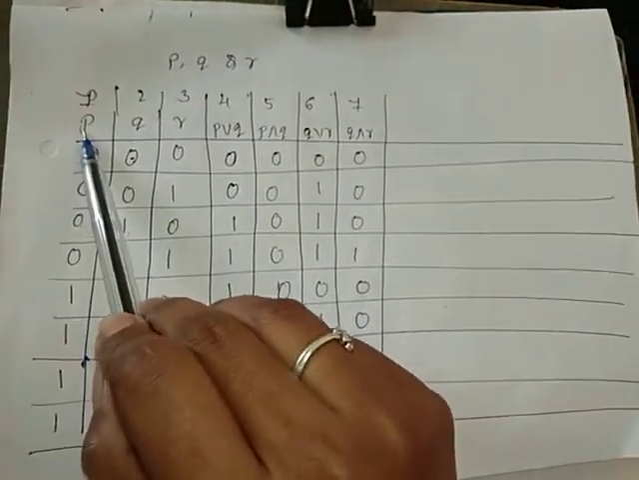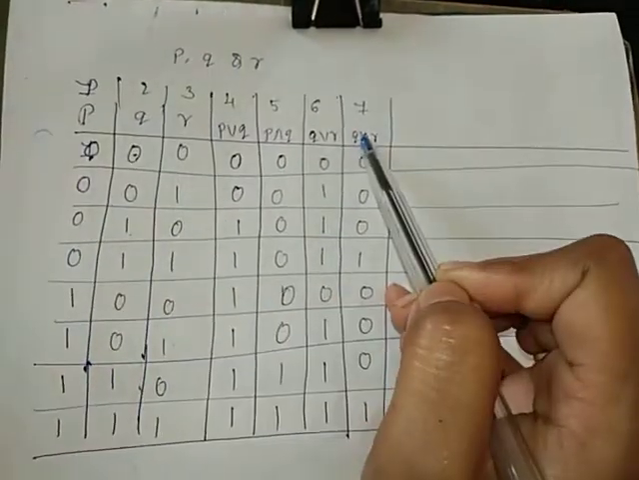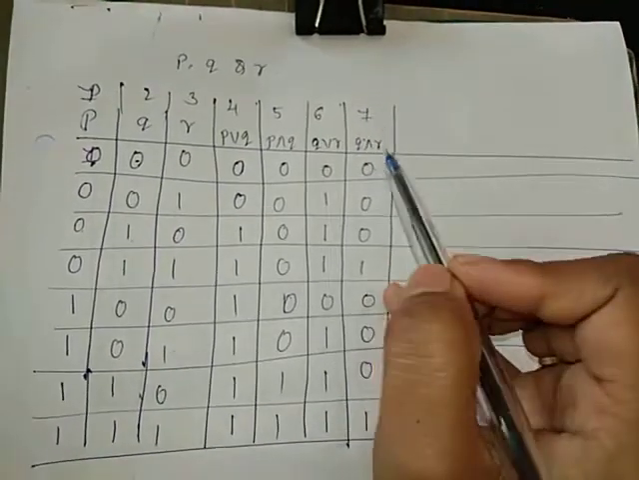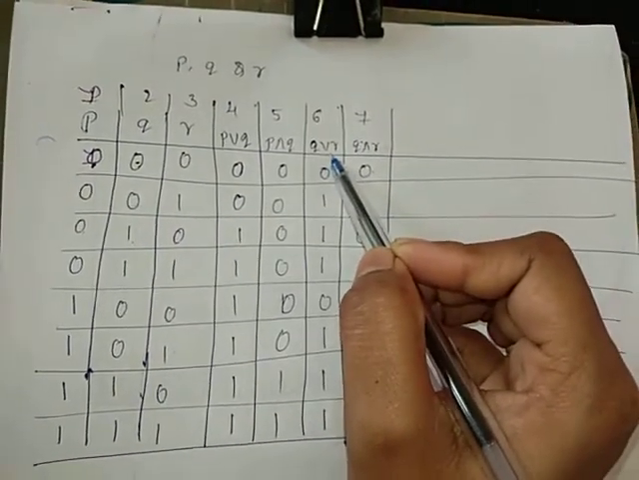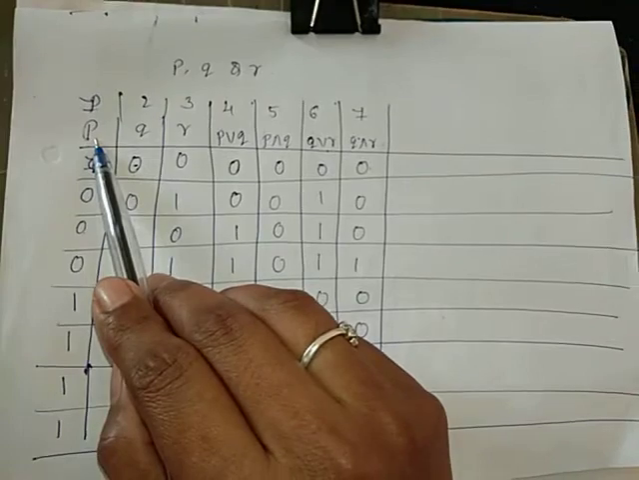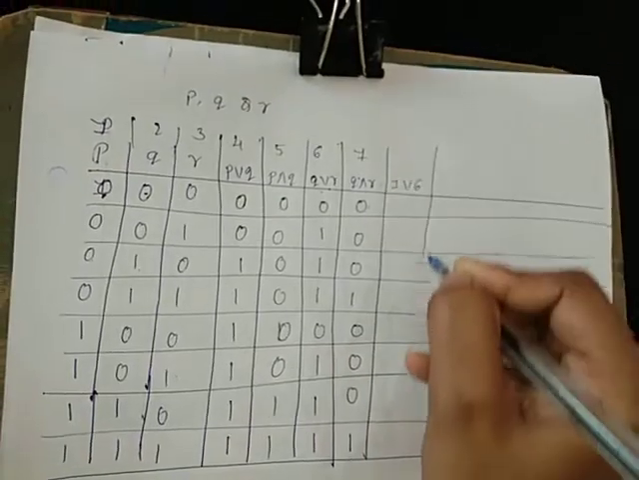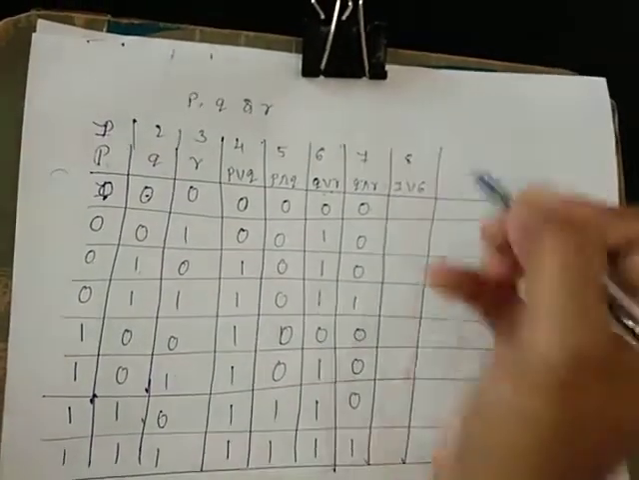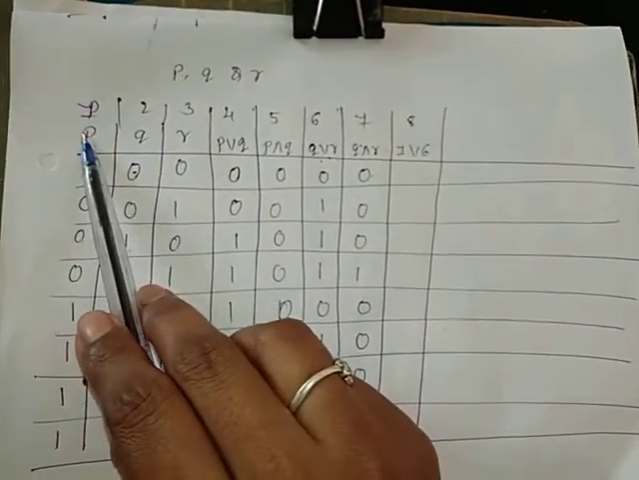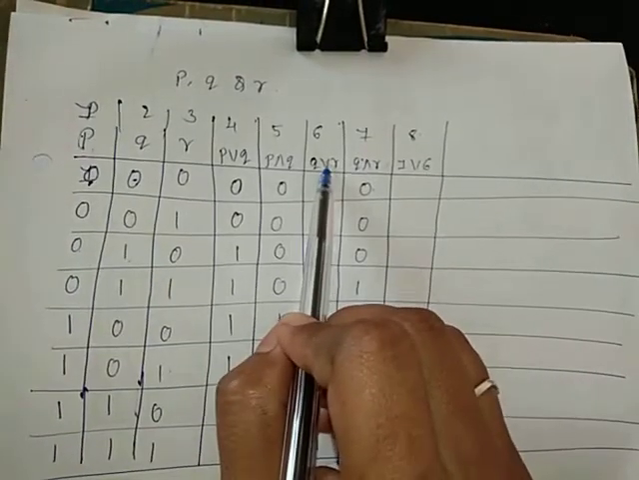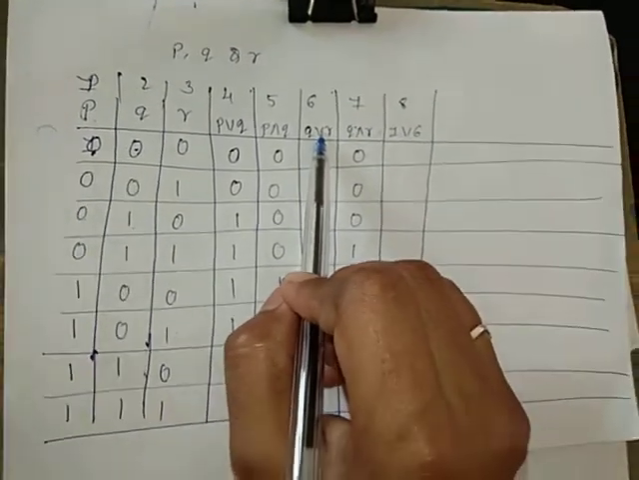Now we have to construct P or (Q and R)... P or Q or R. So P or Q or R means column 1 or column 6.